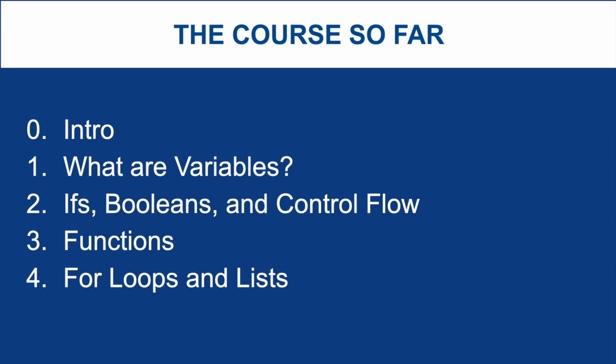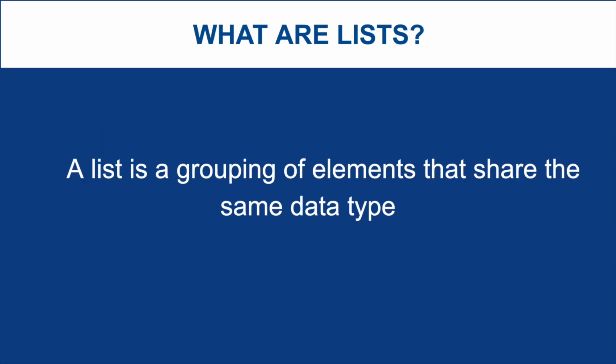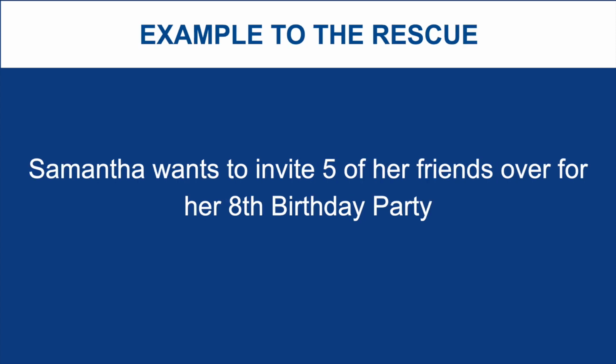In part 4, we are going to talk about for loops and lists and their role in programming. So what actually is a list? Well, a list is a grouping of elements that share the same data type. As always, here's an example to the rescue.